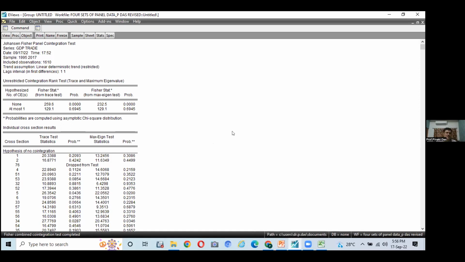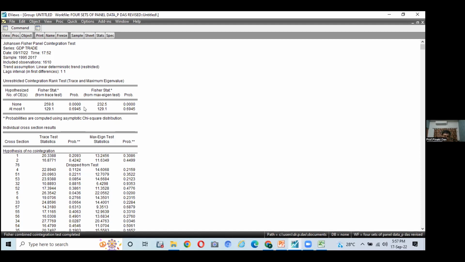For the interpretation, under none means no co-integrating equation. The test is statistically significant. That means the null hypothesis is rejected. The null hypothesis is none, that means no co-integrating equation. This criterion is rejected. A similar argument applies to at most one, that means at most one co-integrating equation. This is the null hypothesis, and here the test is statistically insignificant. That means the null hypothesis is not rejected.